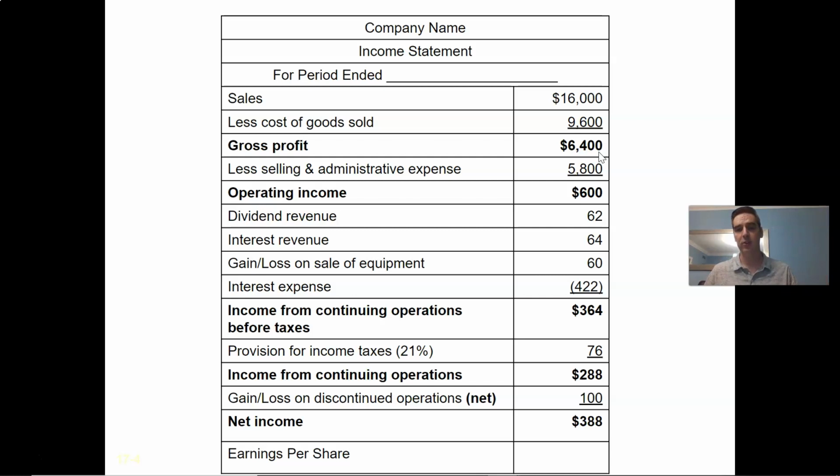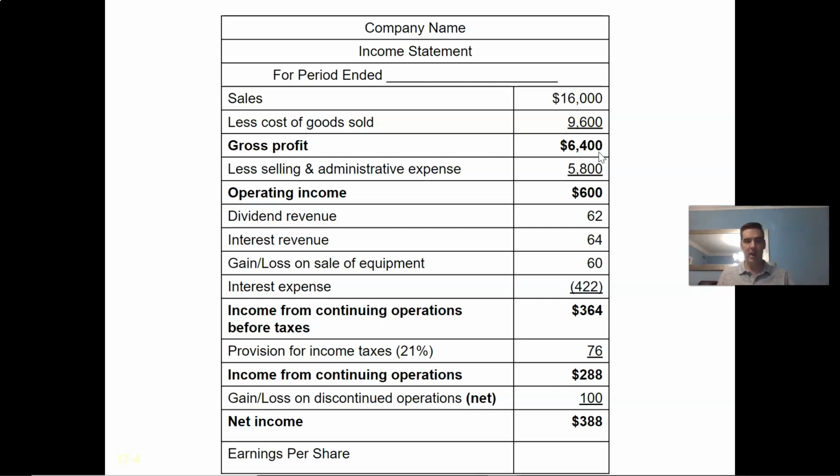So this business sold $16,000 worth of stuff. They had a COGS number of 9,600, and their margin is 6,400. Then we take out our selling and admin expenses. This business has 5,800 in selling and admin expenses, and we work our way down to operating income.